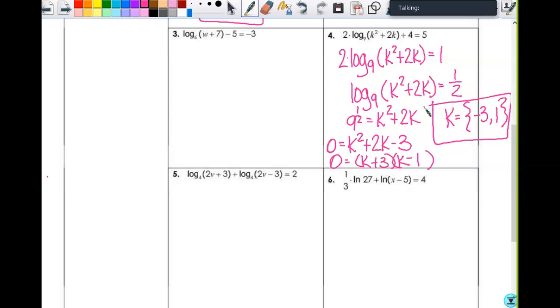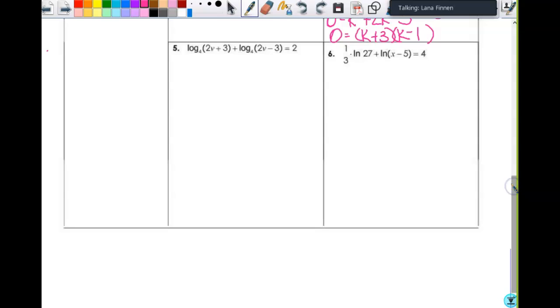Okay. Any questions on that? Alrighty. Good. All right, so let's see. We're going to do number 5 now. So here I do need to condense. I've got these 2 logs that are being added. So what's my rule for that? What do I do with these 2 pieces? Multiply. When I add 2 logs with the same base, I get to multiply those arguments.